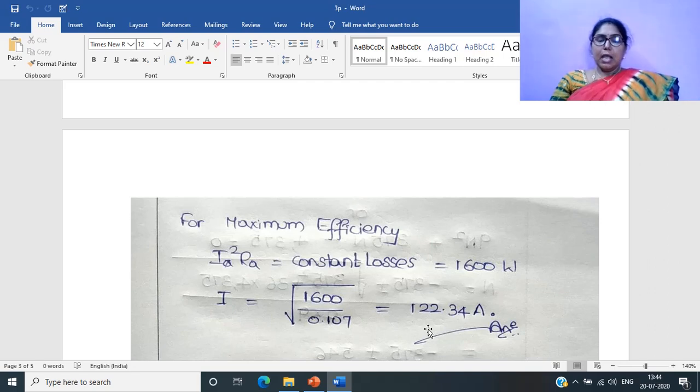Till now, we discussed the different losses in the DC generator, the classification of the losses and their importance, and the different power stages in the DC generator. Finally, we derived the condition for maximum efficiency, nothing but variable losses equal to constant losses, and we also solved problems corresponding to these concepts.